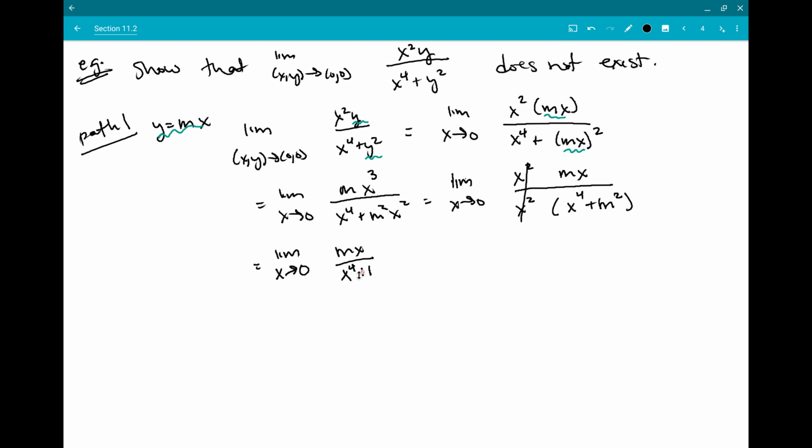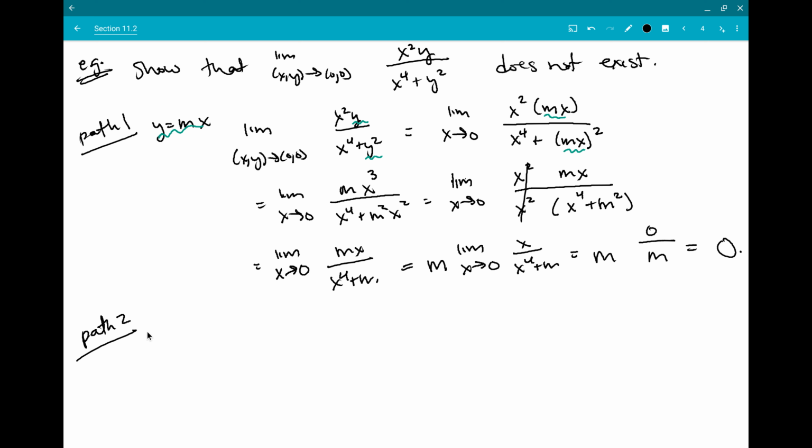So my m can come out front. Limit as x goes to 0, x over x to the 4th plus m. That's m times 0 over m. That's just 0. And I get that that first limit is 0. And then I repeat the whole thing for a different path.